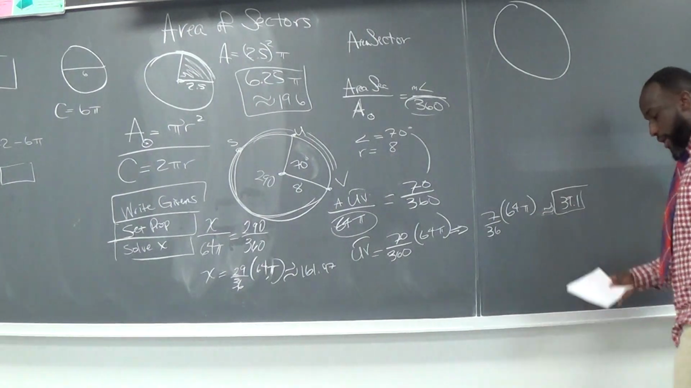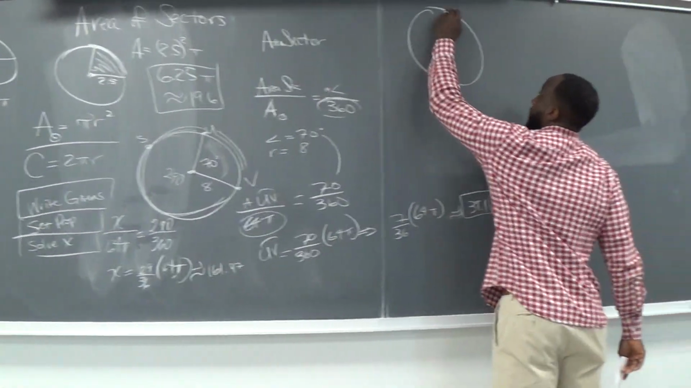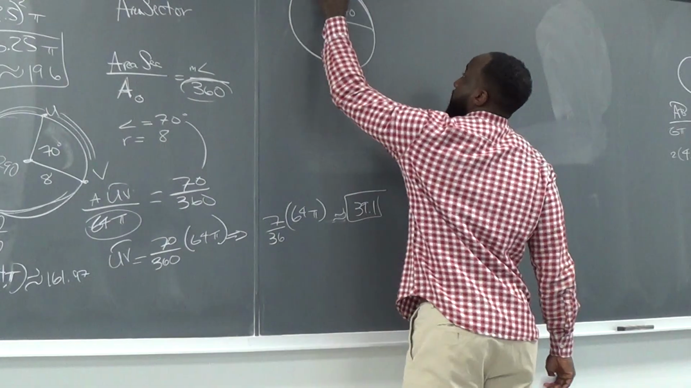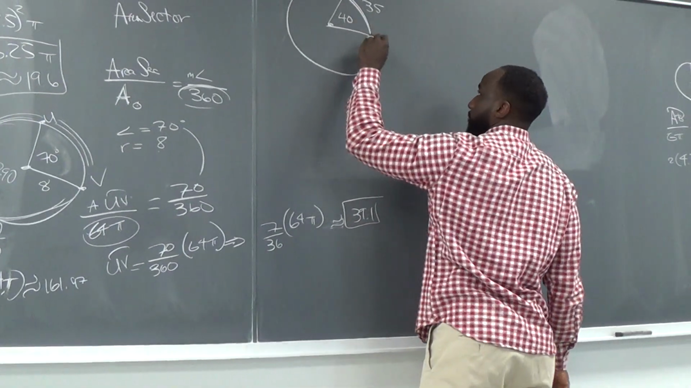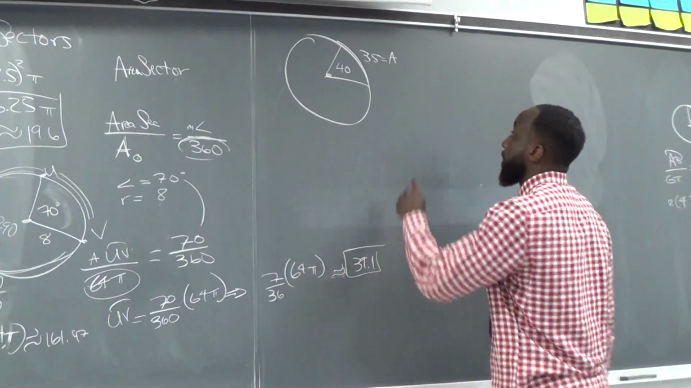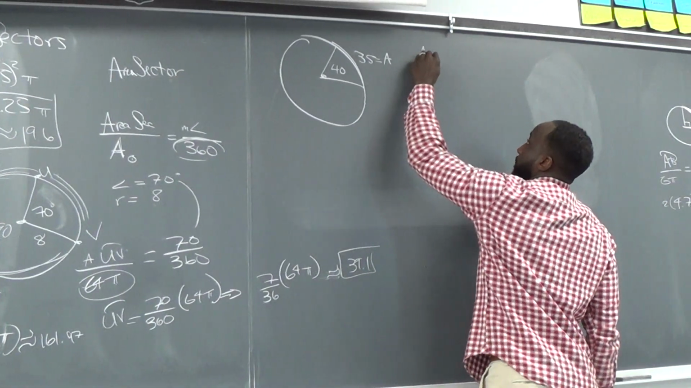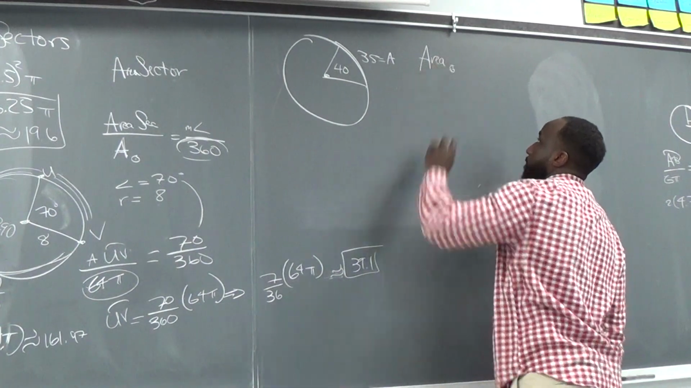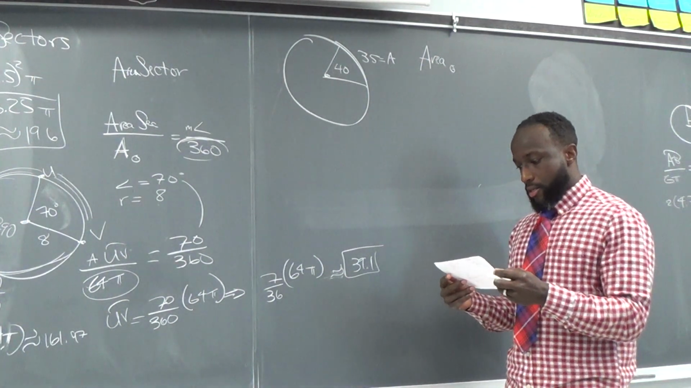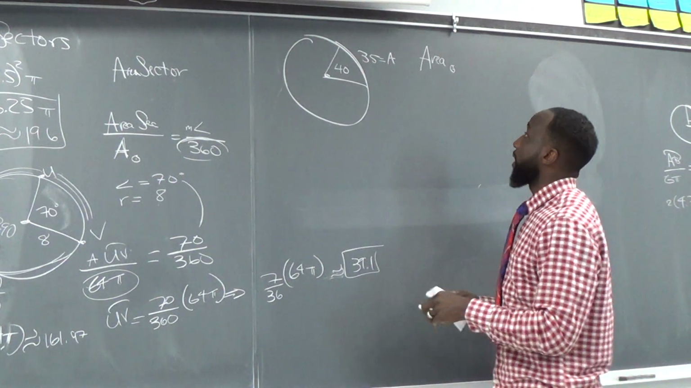We have a circle here. It's 40 degrees. What if they said the area of this sector is 35? They want to know what the area of the circle is. We need one other thing, and we can find it.